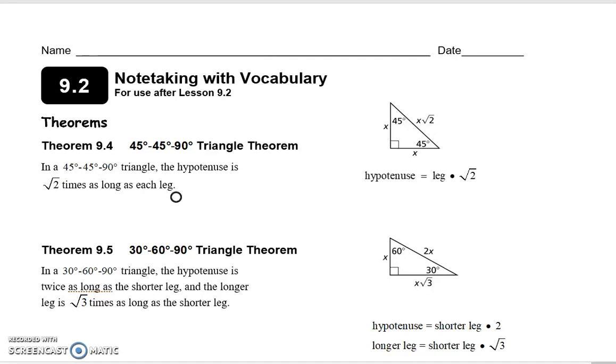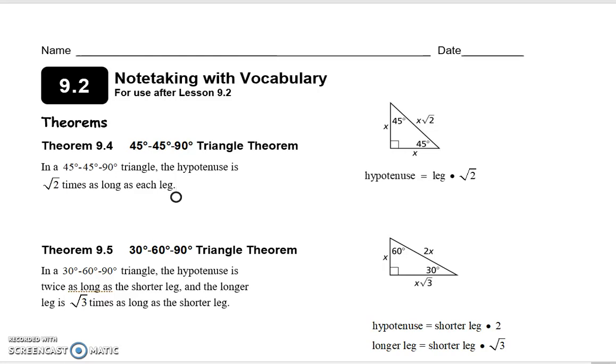Okay, this is going to be special right triangles. Here you have two types of right triangles. You have the 45, 45, 90, which is going to be the easier one, and then you have the 30, 60, 90. Here you have the formulas. I'm going to add a couple of them on here.